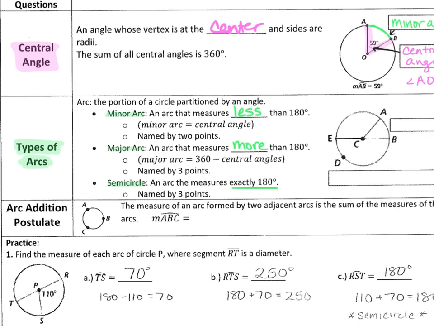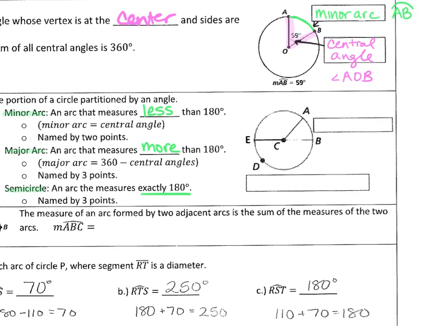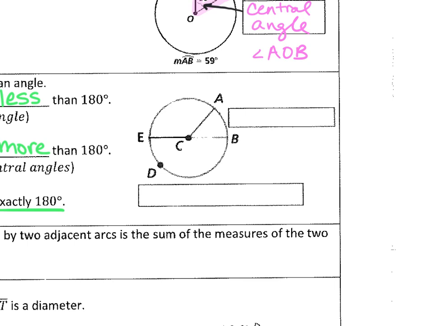So if we look at this image right here and we named some of those points, the first one right here that's next to AB, is that a major or a minor arc? Minor. So we're going to call that minor arc. And since we're naming it, it needs 2 letters and the arc symbol above it.